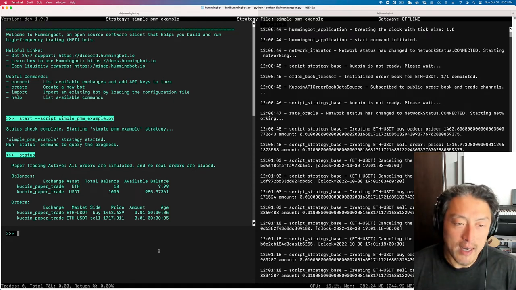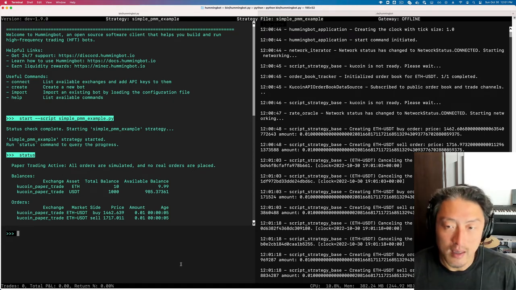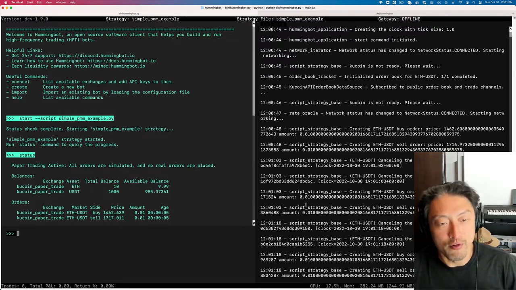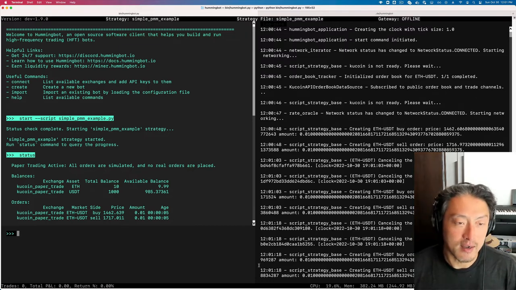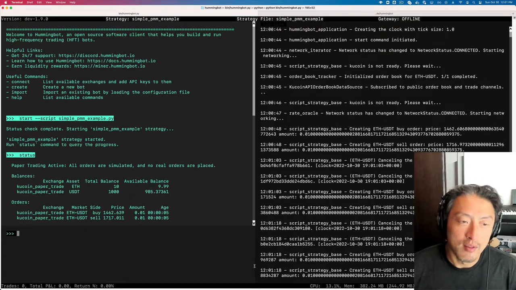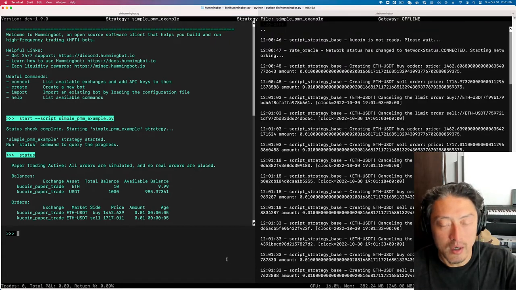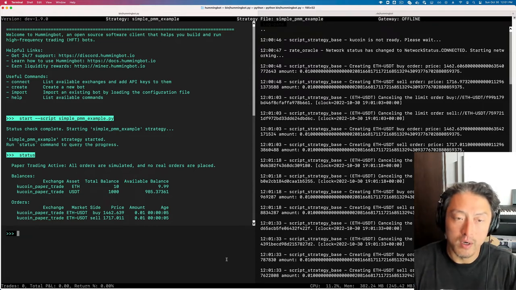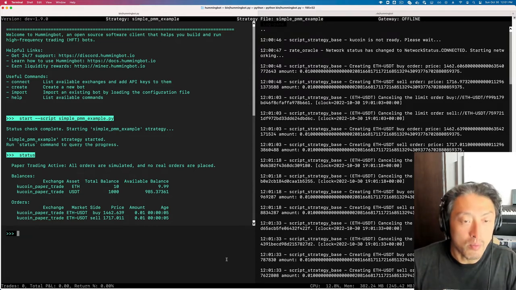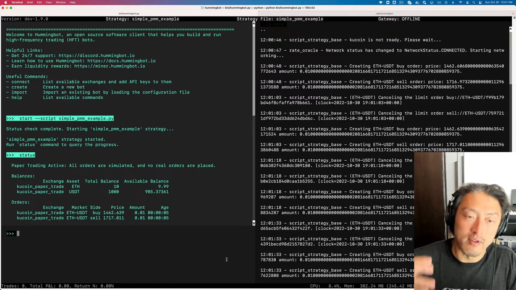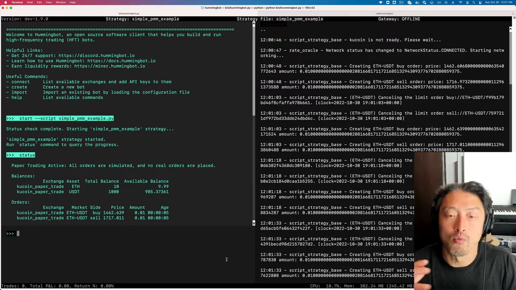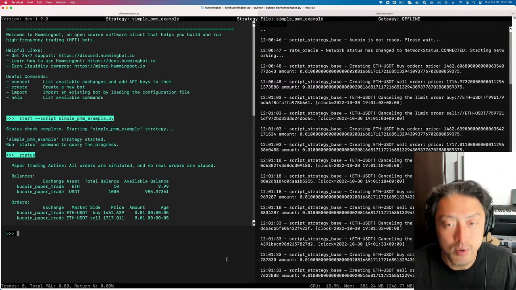And so right now, what this bot is doing is it's placing orders and refreshing them every 15 seconds. What are these orders? These are market making orders. So it's placing a buy order and then a sell order on the order book. The buy order is at a lower price and the sell order is at a higher price. And these prices are relative to the mid price or the central point in the order book.